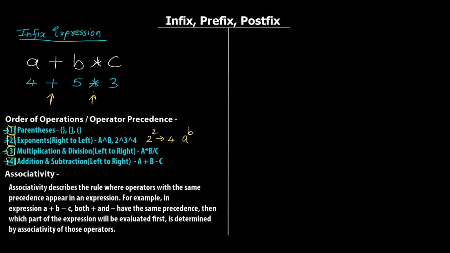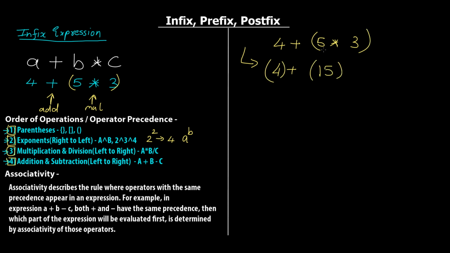In our case, it's a simple example where we have a multiplication and also an addition. According to operator precedence, multiplication comes before addition. So we know that 5 star 3 will happen first. Let me write it over here. We have 4 plus 5 star 3. So this expression will become 4 plus, obviously 5 star 3 will happen first. 5 3s are 15. So this will be the result of 5 star 3. Then we will add 4 and we will get 19.